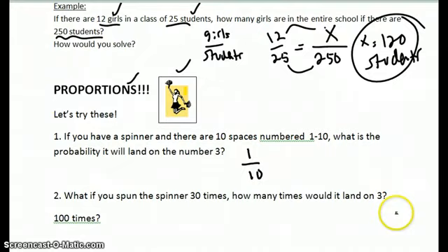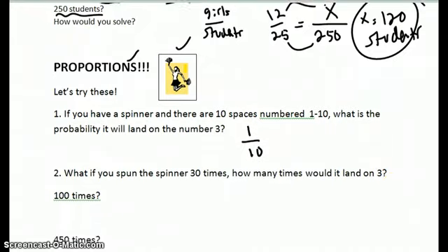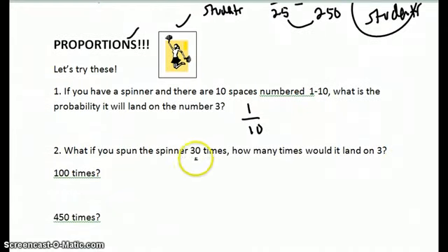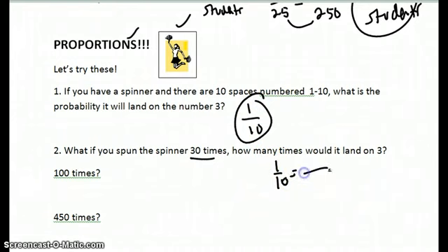And so now let's set up our proportion for number 2. If you spun the spinner 30 times, how many times would you expect to land on 3? So who can tell us how you would set up this? You might just know the answer anyway, but how would you set up a proportion for this? It could be 1/10 is the probability, right? So 1 over 10 is equal to what? X over 30, right. And then 10 times 3 is 30. 1 times 3 is 3 times.